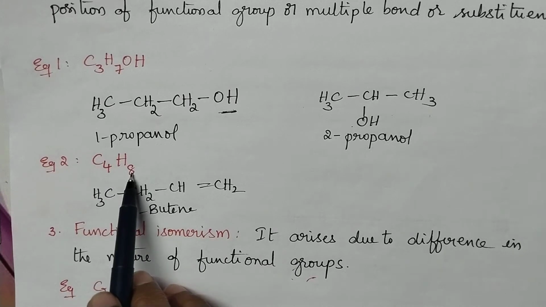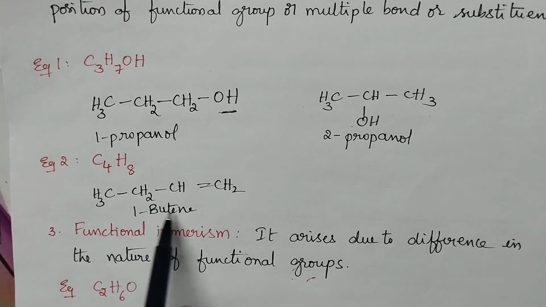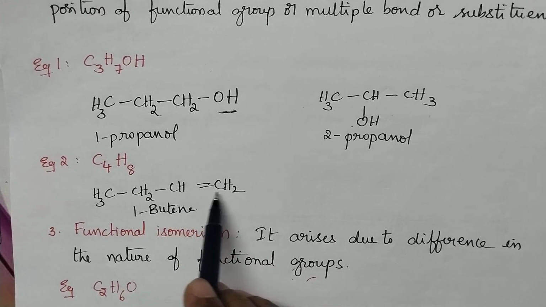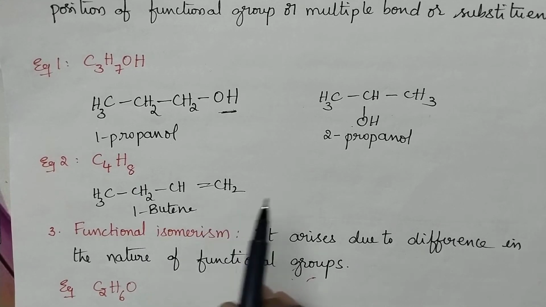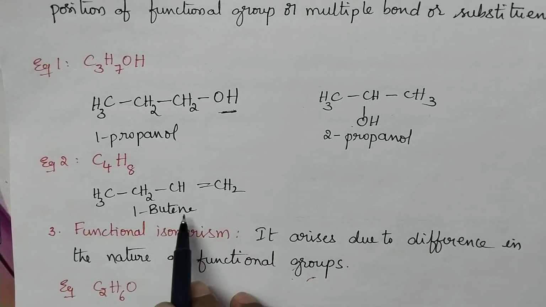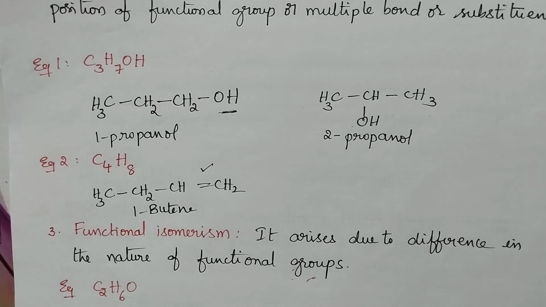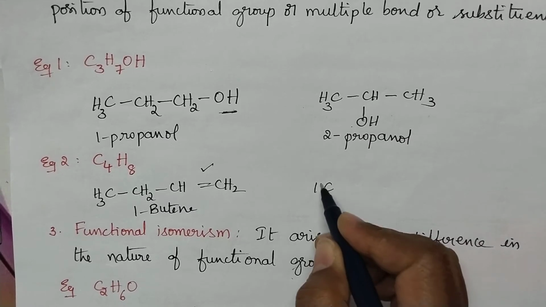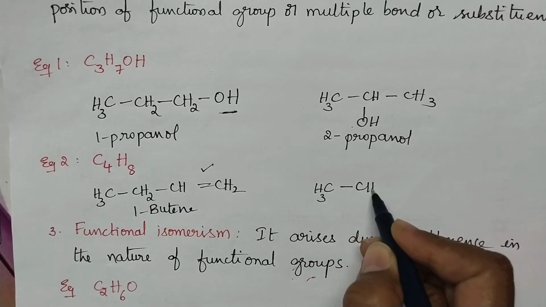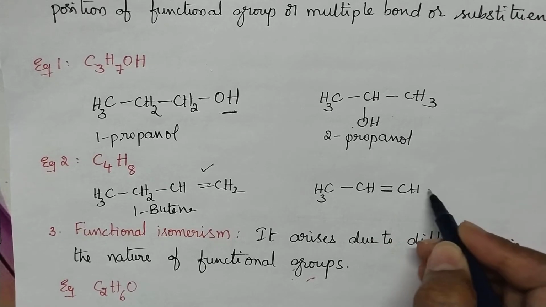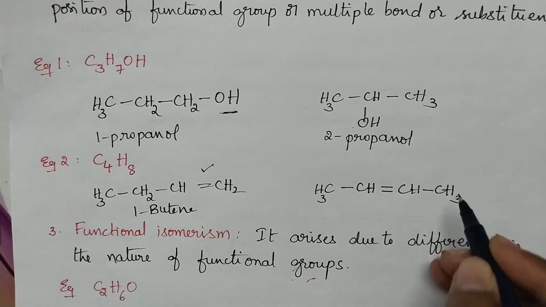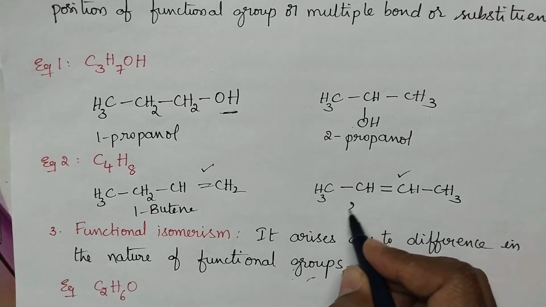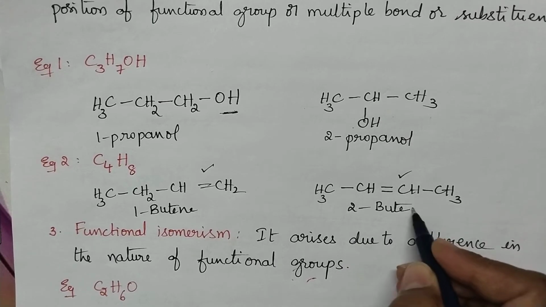Let us apply the same principle to C4H8. So by using this molecular formula, we can write the structure of 1-butene as CH3-CH2-CH=CH2. It is 1-butene. You try to write the position isomer for 1-butene. Simply by changing the position of the double bond, we can write the corresponding position isomer. That is CH3-CH=CH-CH3. Can you name this compound? In the second position, the double bond is present and hence it can be called as 2-butene.